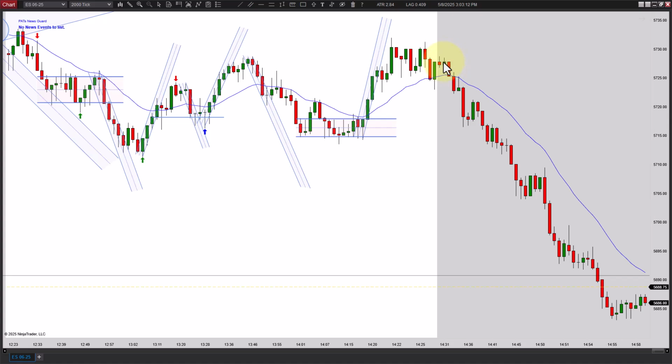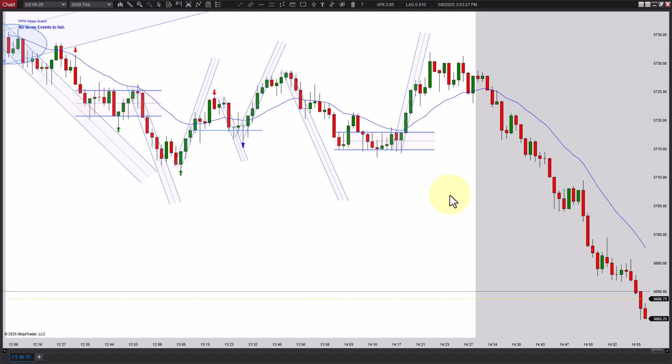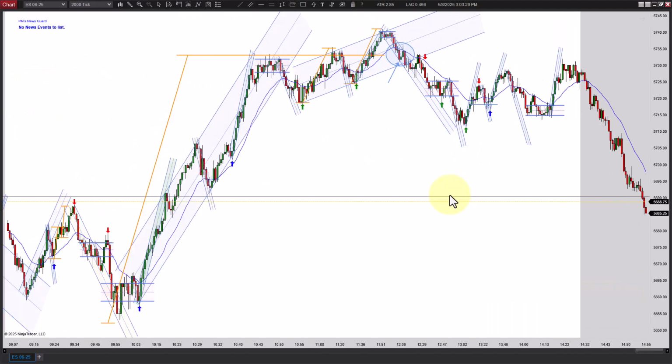If it would have broken lower next bar, I'd have said go short on that one, but it doesn't. It gives you another inside bar. And it's not bearish enough. And you can see it just took off. So it's a shame that we didn't get a setup right there. But that's the way it goes sometimes. But there it is.